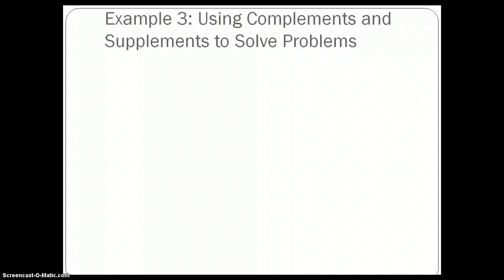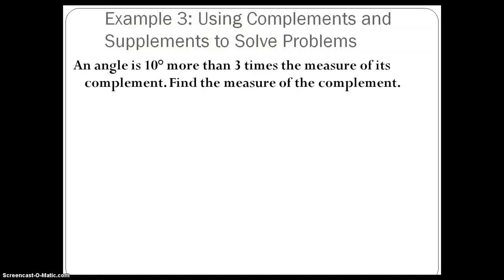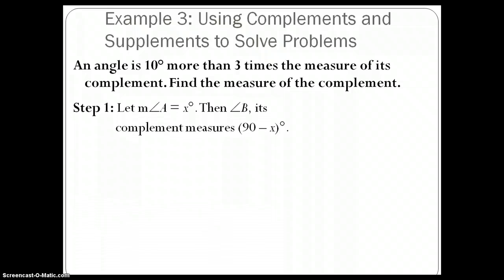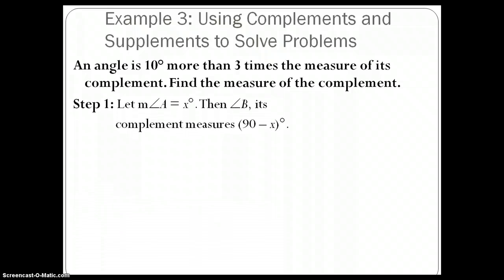We can use complements and supplements to solve problems as well. An angle is 10 degrees more than 3 times the measure of its complement. Find the measure of the complement. Step 1. Let's let measure of angle A equal x. Then B is its complement, and that measures 90 minus x degrees.